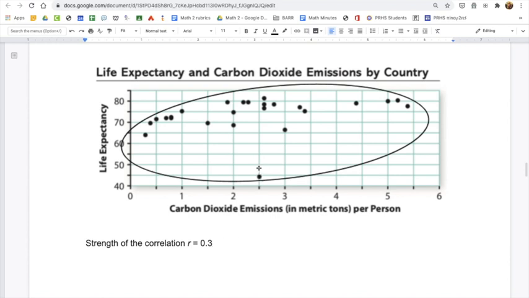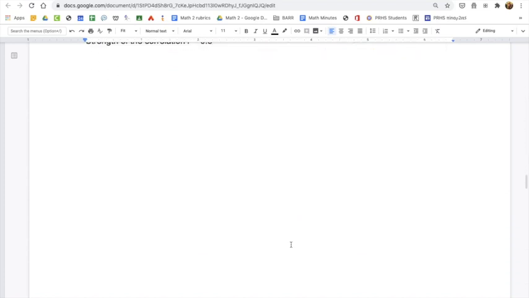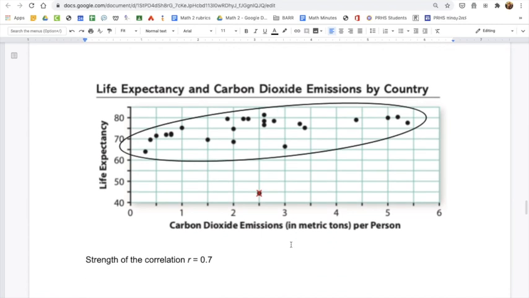But then I think about South Africa, and I think, is there something else going on in South Africa that makes it different somehow from the other countries? Doing a little research, I might find that, yeah, that's true. I won't go into that now. You can do your own research. I might decide to leave South Africa out of my data set. And I can see that when I take that out, the strength of the correlation, by drawing an oval around here, I can estimate to be much higher. Now it's a strong correlation, a relationship between these two variables, carbon dioxide emissions and life expectancy.